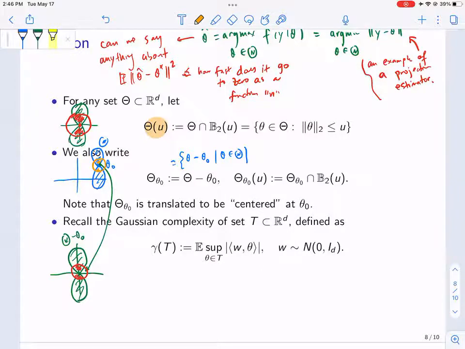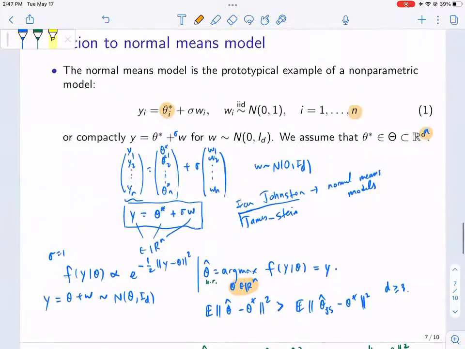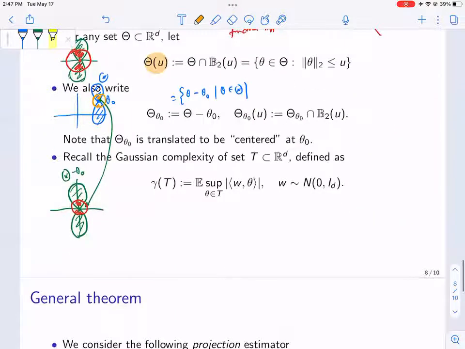The next thing is to try to measure how big this set is. One thing that we can do is use metric entropy ideas. The other thing that I mentioned is to use random processes to measure bigness, and that's what we're going to do here. Because remember, we have a Gaussian here, and so it's natural to use a Gaussian vector to measure how big a set is.